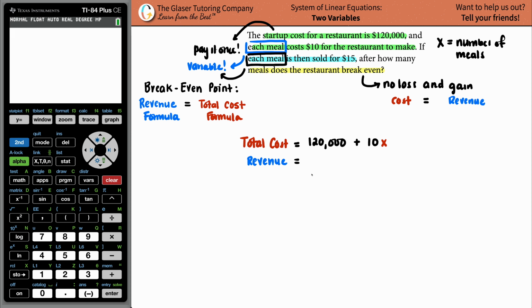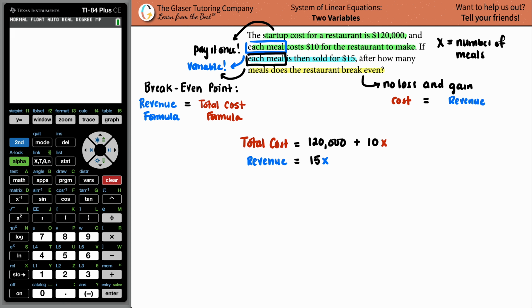So how would I write that in terms of a formula, right? Well, if it costs 10 per each meal, and now we're going to sell for 15, yeah, you got it. It would be 15 times X, because X represents the number of meals. It costs $10 per each meal, and we're going to sell it for $15 for each meal.